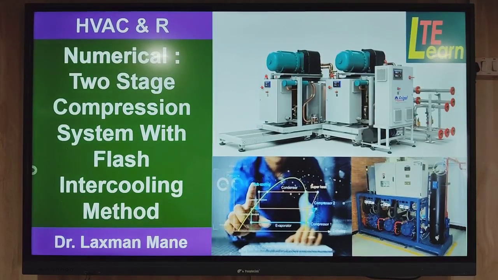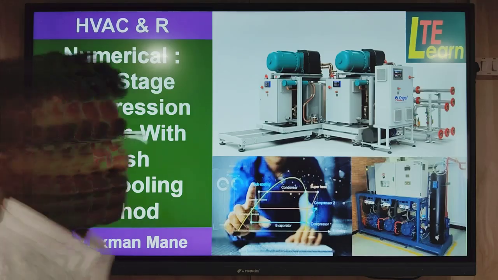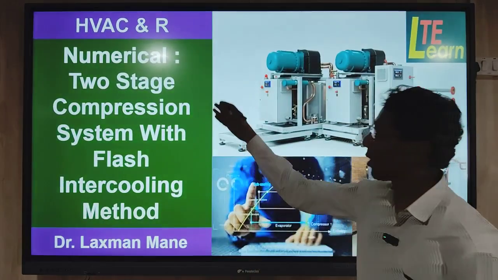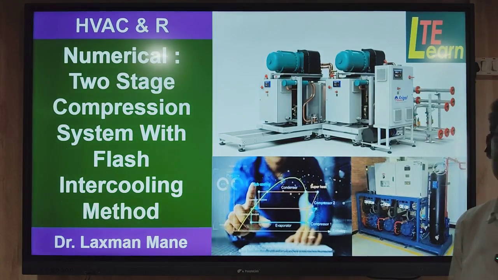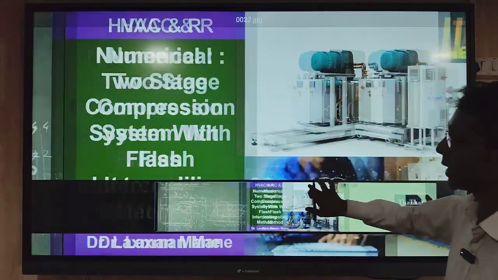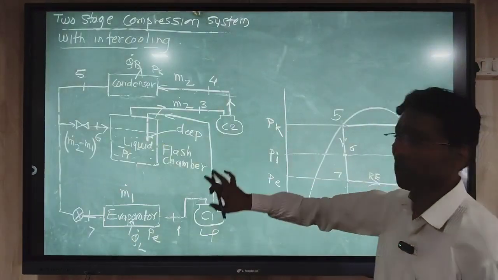Greetings and welcome. In this session, we will discuss the numerical method, that is, how to solve the numerical on a two-stage compression system with flash intercooling method. Now, we have seen in the theory how to use different formulas. For that, we need the pH diagram and construction.